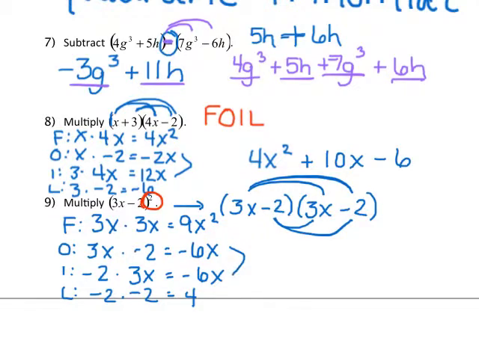Again, I can combine the O and the I. Do not be fooled into thinking that these two things cancel each other out. Negative 6 and negative 6 make negative 12. So for my final answer here, let me put this in a different color so you can see it. Final answer would be 9x squared minus 12x plus 4. Okay, let's move on to the next page.